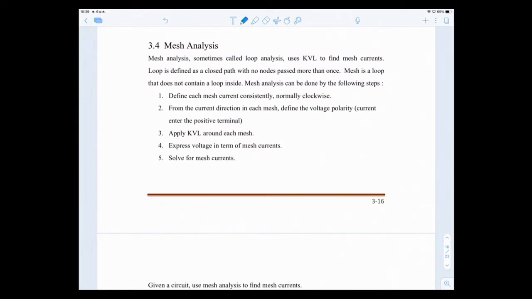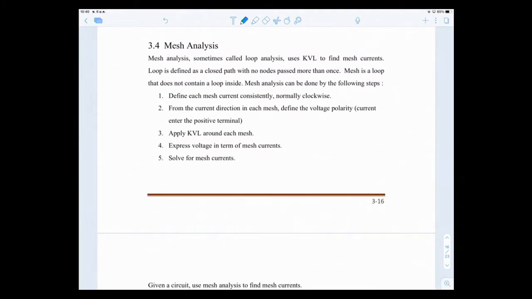We're going to do mesh analysis and supermesh in this video clip. Mesh analysis is another method to analyze your circuit. Sometimes it's called loop analysis, but I like to say mesh. If you remember the difference between mesh and loop, you can find out from the previous video.